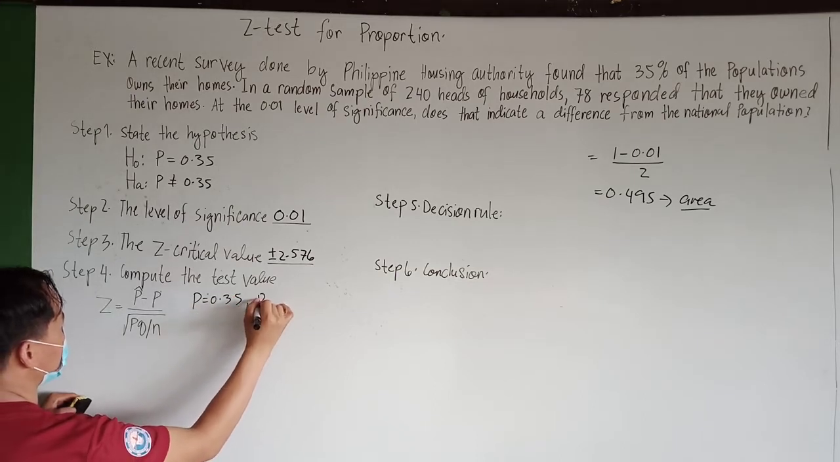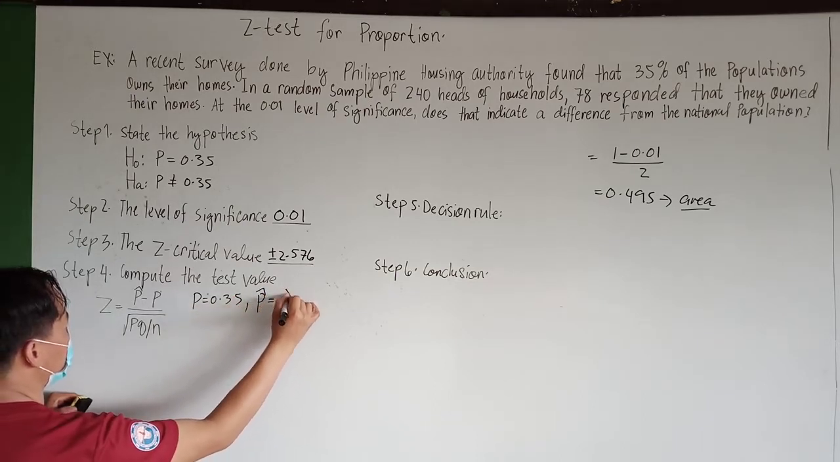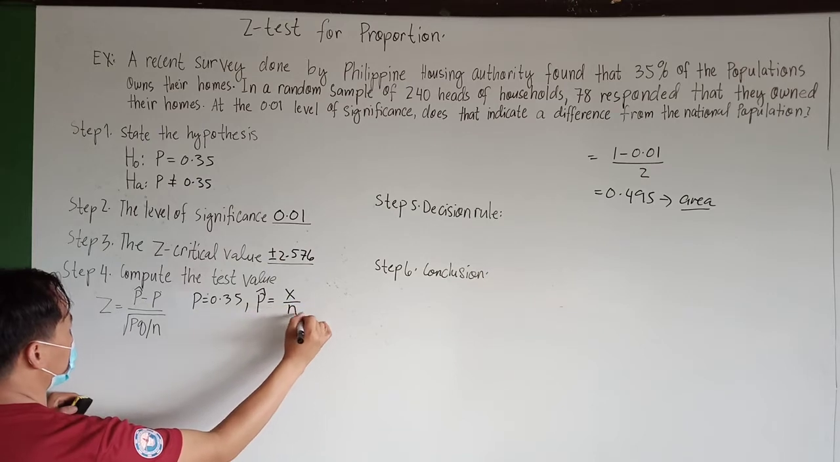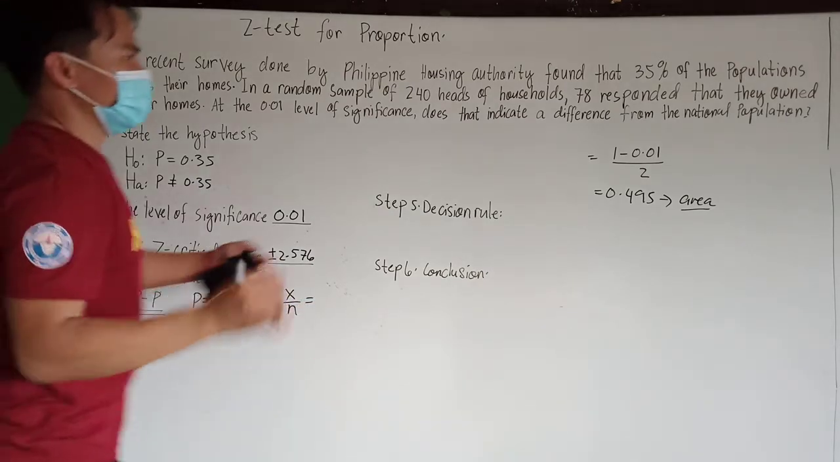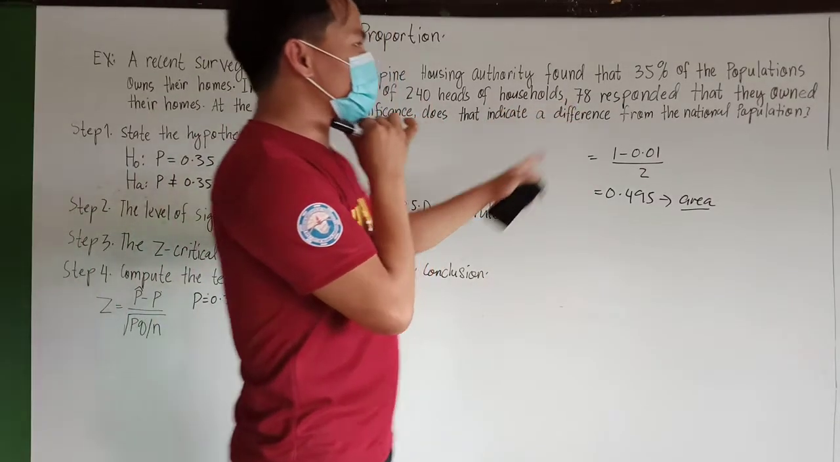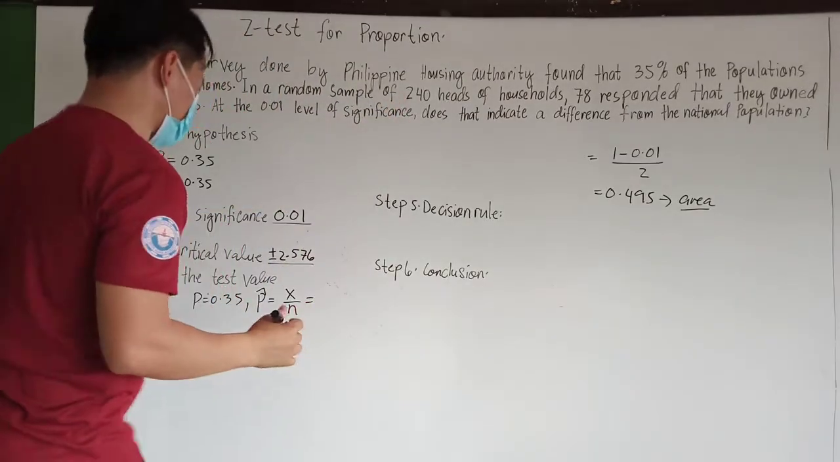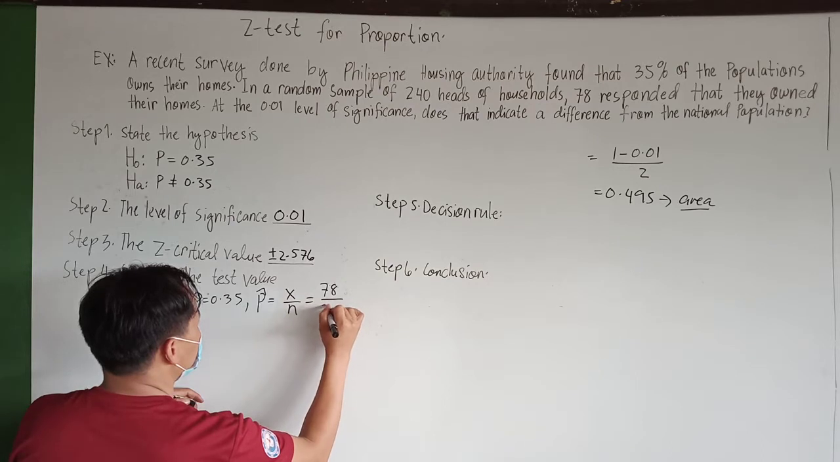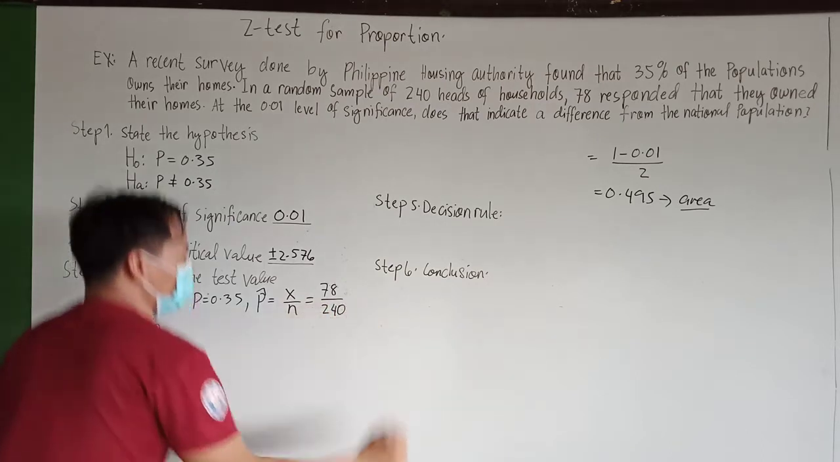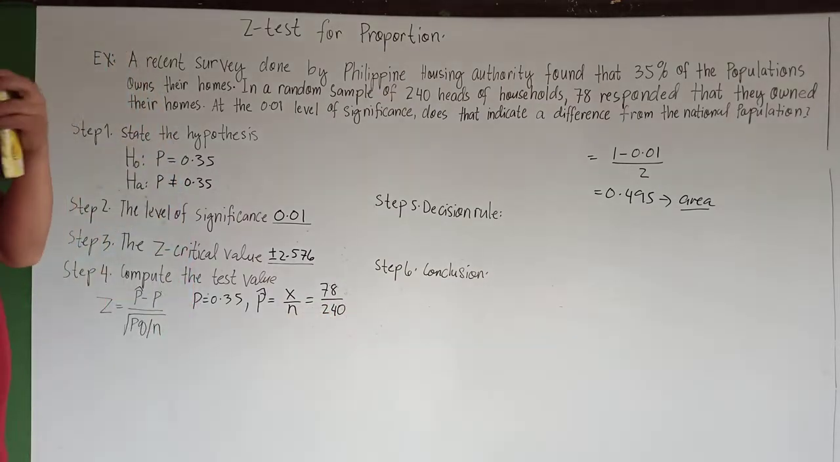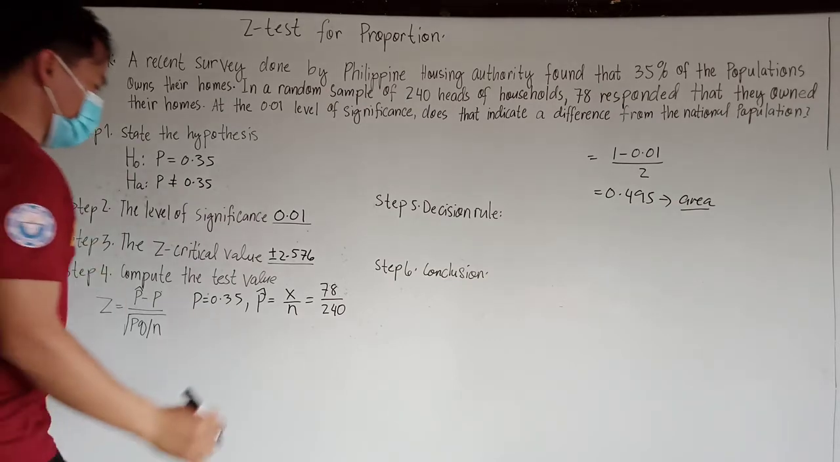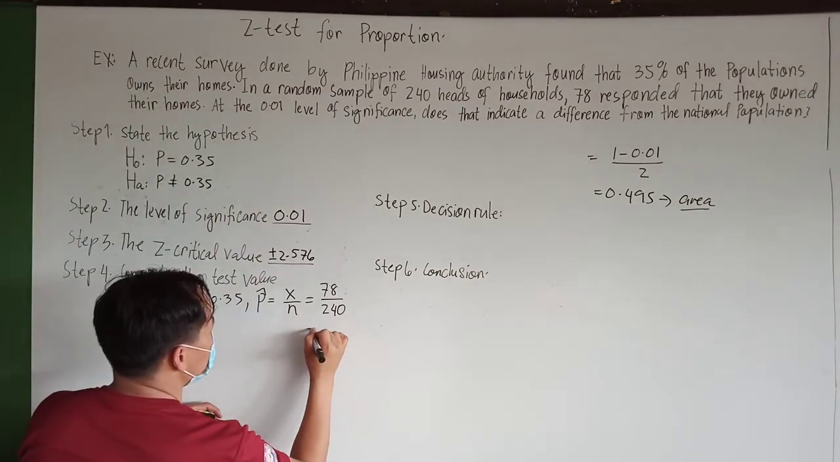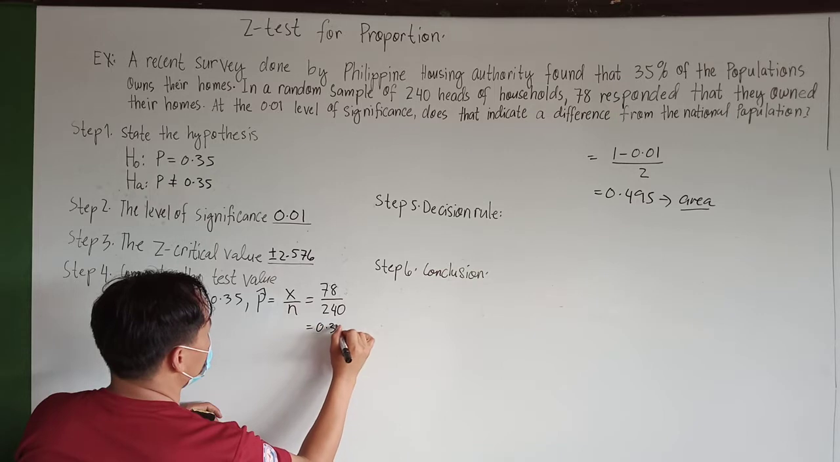While our p hat is computed using the formula x over n, which is 78 over 240. So we have 78 divided by 240. If we divide that, the answer is 0.325.